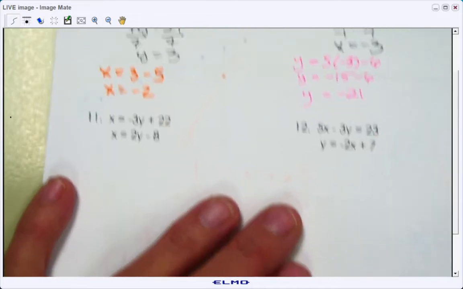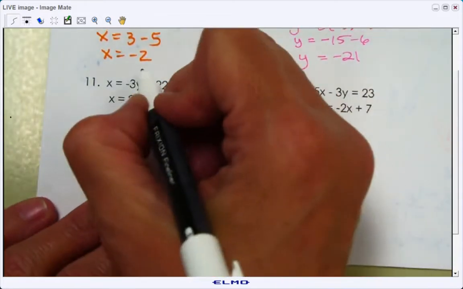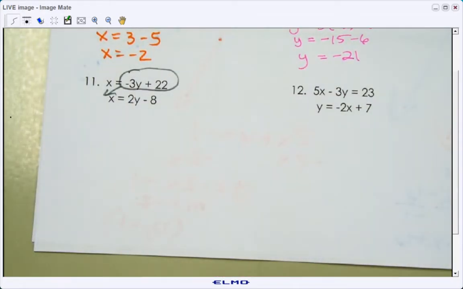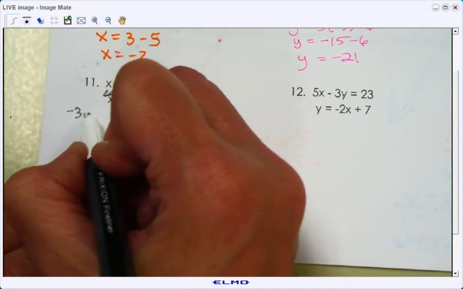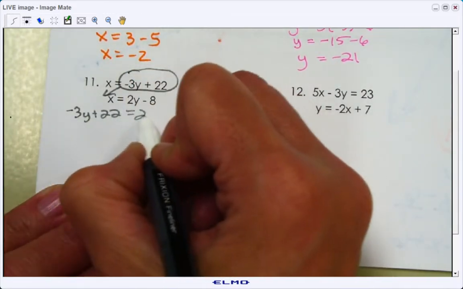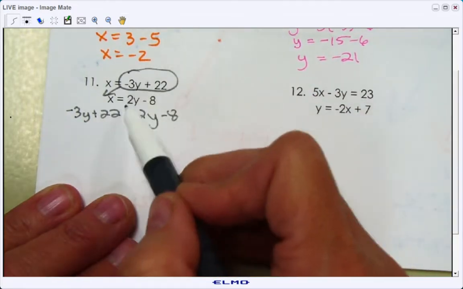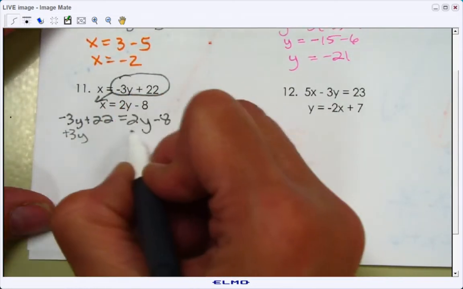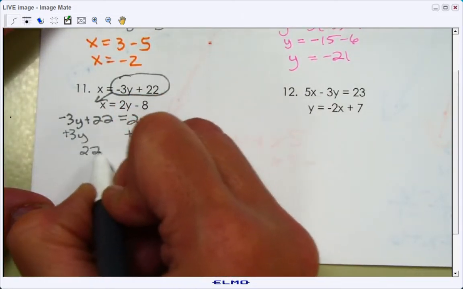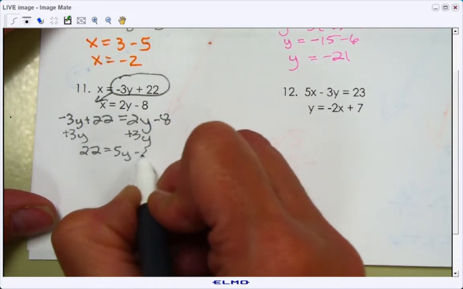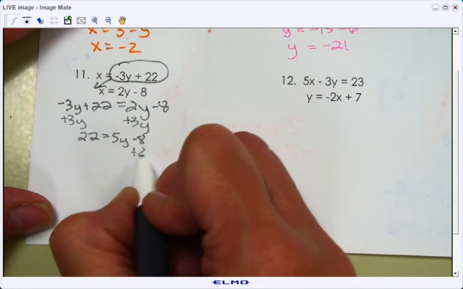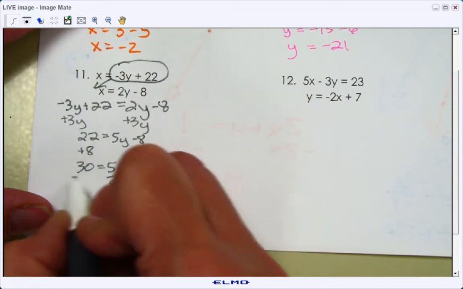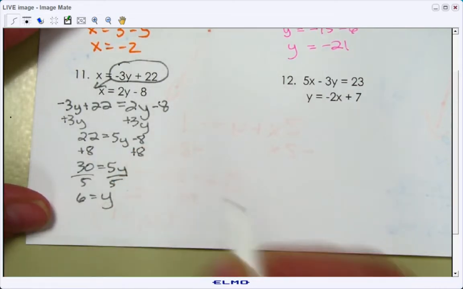This next one says x equals and x equals. All you do is take this part right here and plug it in right there. You're taking them both and setting them equal to each other. So negative 3y plus 22 equals 2y minus 8. We just took what x equals and set them equal to each other. So I'm going to add 3y to both sides and get 22 equals 5y minus 8. I'm going to add 8 to both sides of the equal sign and get 30 is equal to 5y. Divide by 5 and get 6 is equal to y.